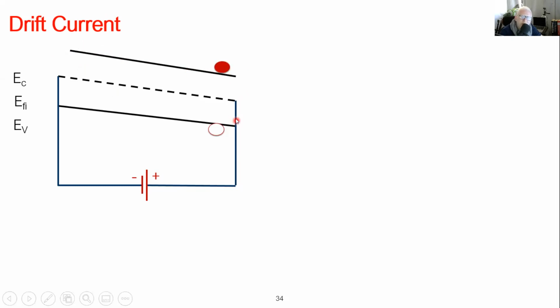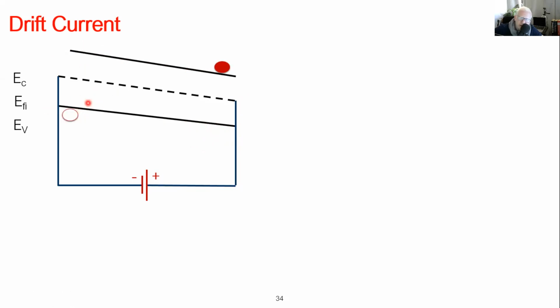Similarly, but in the opposite direction, it happens for the hole. From the hole perspective, energy increases by going downward. So this potential state is higher than this potential state. Accordingly, applying the minimum potential theory, the hole will be attracted in this manner.